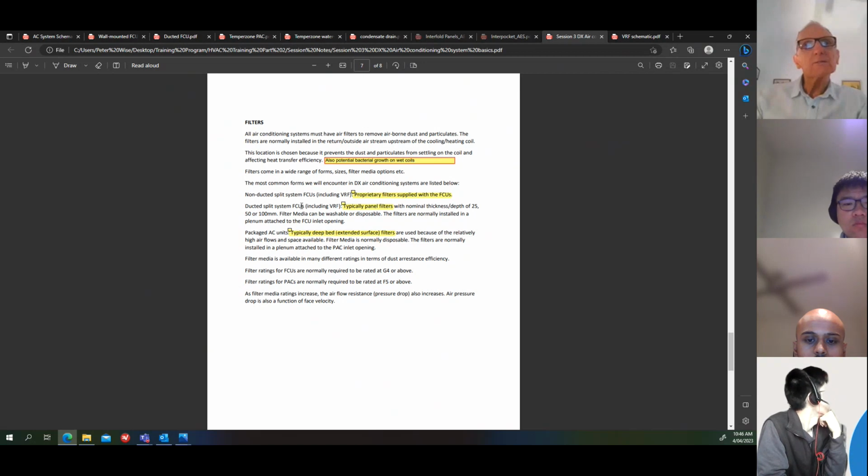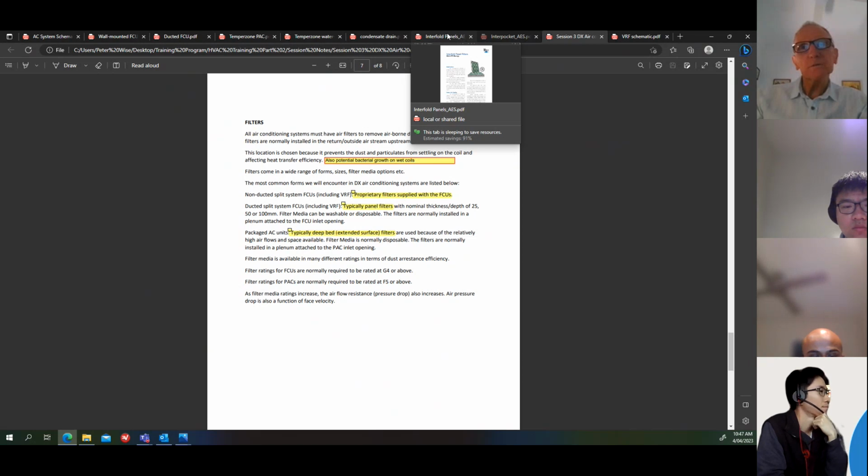Ducted split systems, including VRF, typically use panel filters. They can have thicknesses of 25 mil, 50 or 100, or even less than 25, but 25 is probably the usual minimum. The filter media can be washable or disposable, and the filters are normally installed in a plenum attached to the return air connection of the fan coil unit.